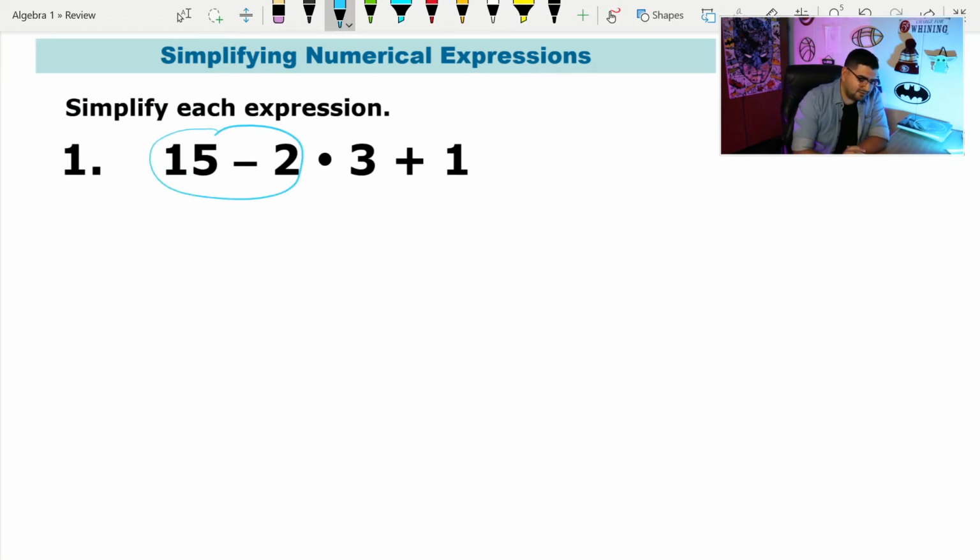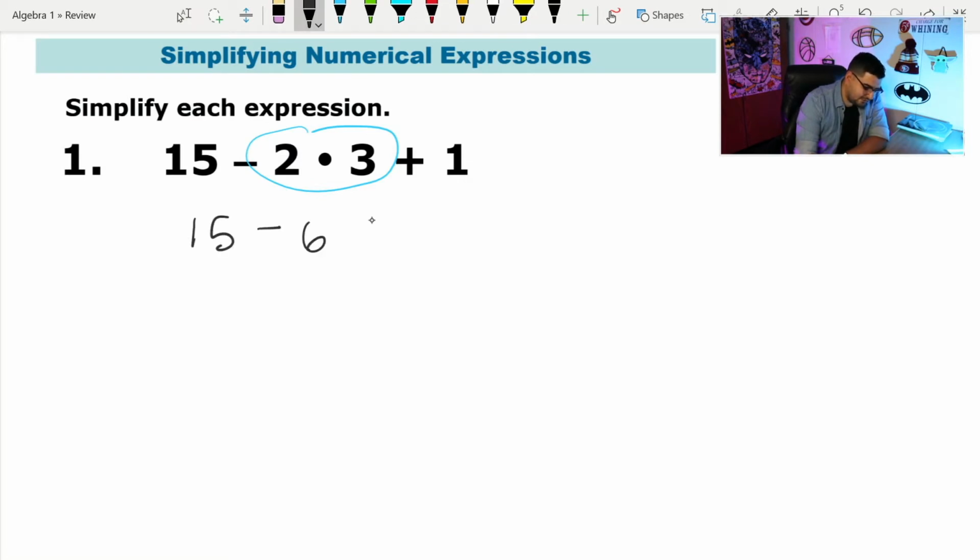So 15 minus 2, that's subtraction. Now I have some multiplication, 2 times 3. So let's go ahead and multiply that out. 15 minus 2 times 3 is 6 plus 1. And actually, I'll write that 6 in blue. Now I don't see any more multiplication. I don't see any more division.